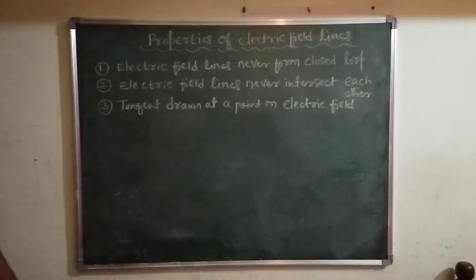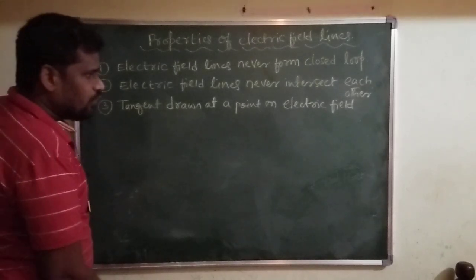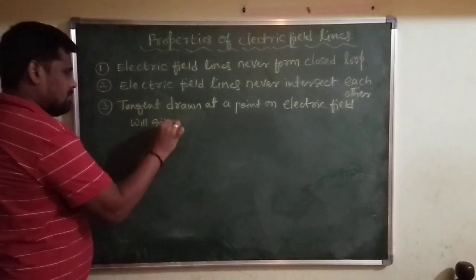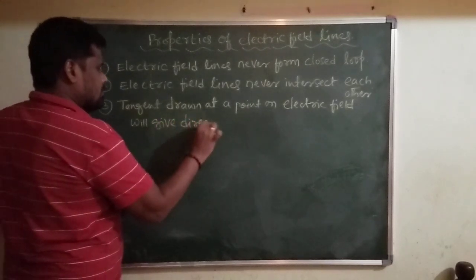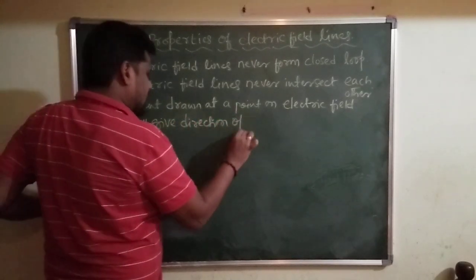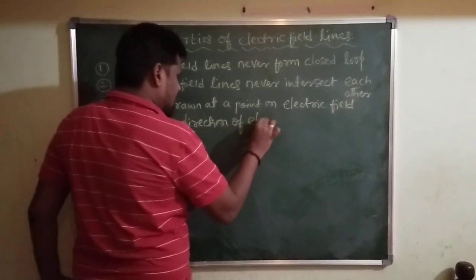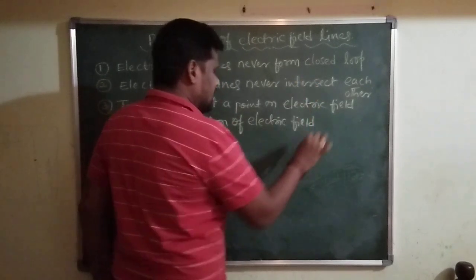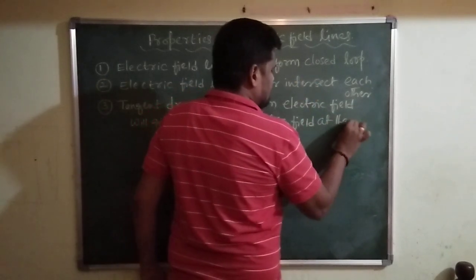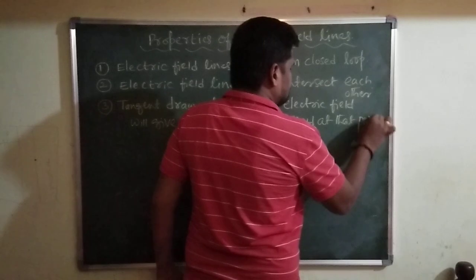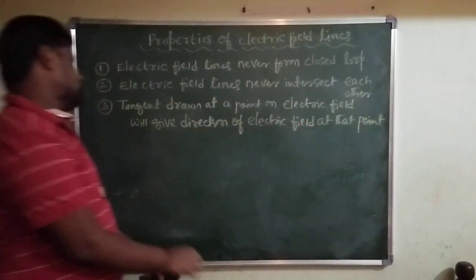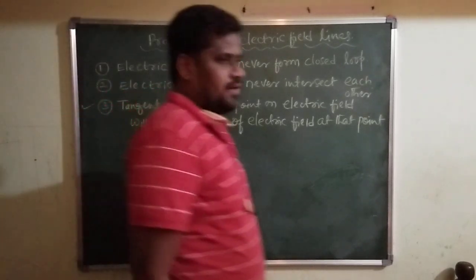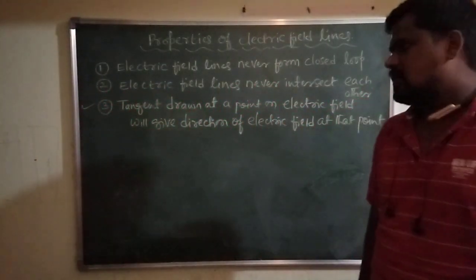will give the direction of the electric field at that point. So concentrate here on the third property. What is the third property of electric field lines?